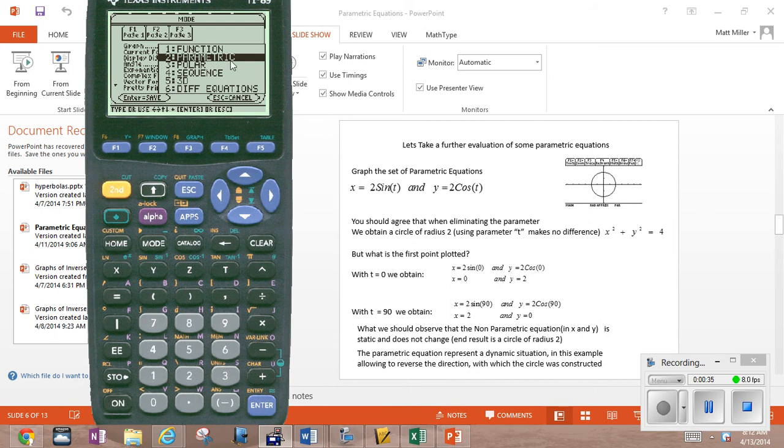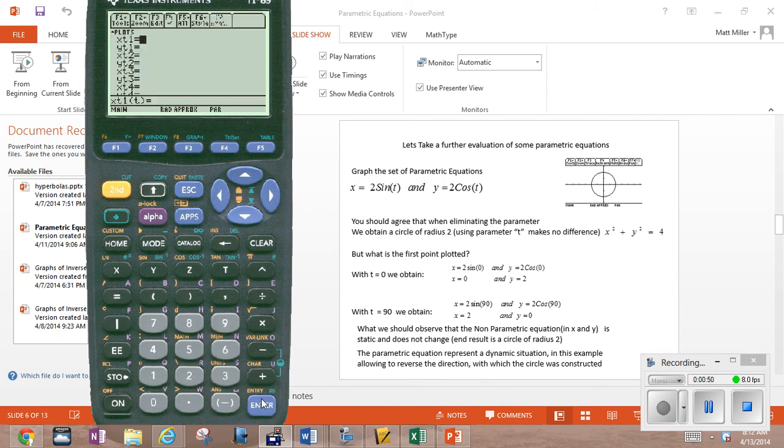So we're going to set our mode to parametric, and we're going to set our angle to radians. Of course, you can toggle between radian and degree, but we're going to keep it at radian. Now we're going to plot our circle.